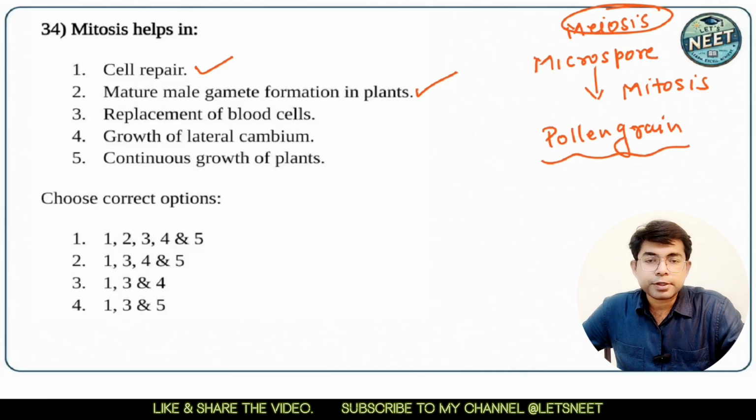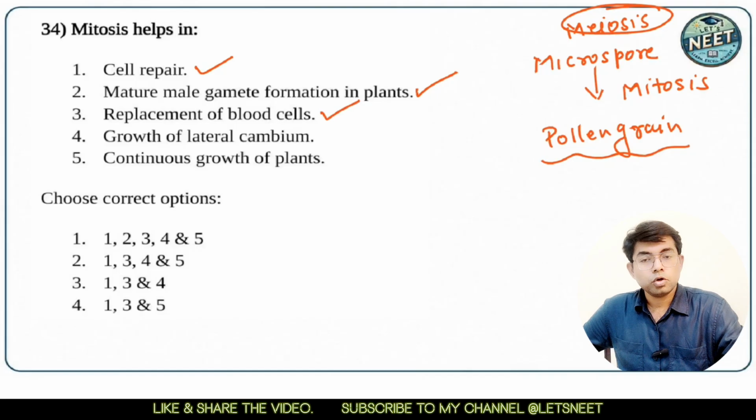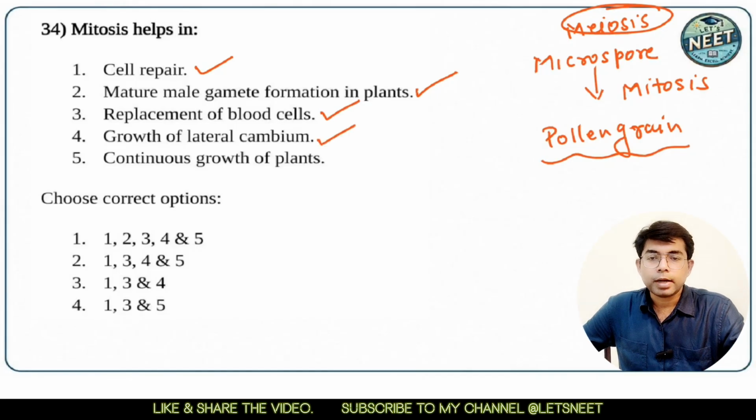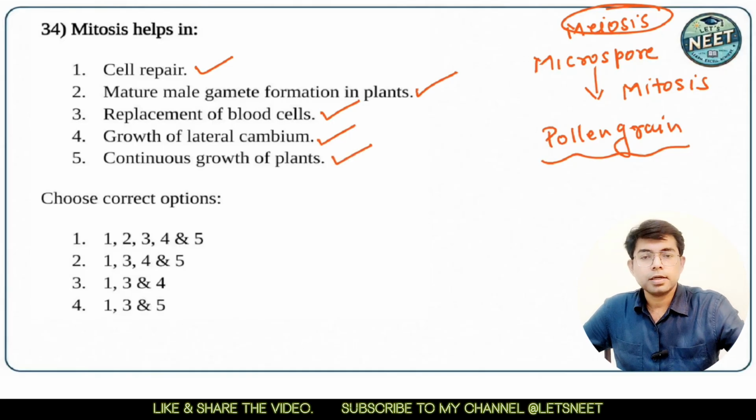Mitosis helps in replacement of blood cell, correct? Growth of lateral cambium is also through mitosis, and mitosis helps in continuous growth of plant. This is also correct. So all of them are correct.